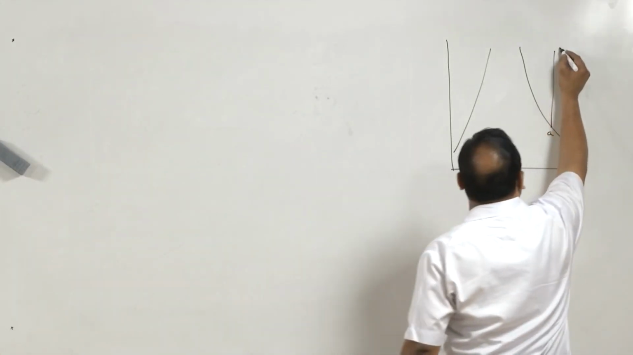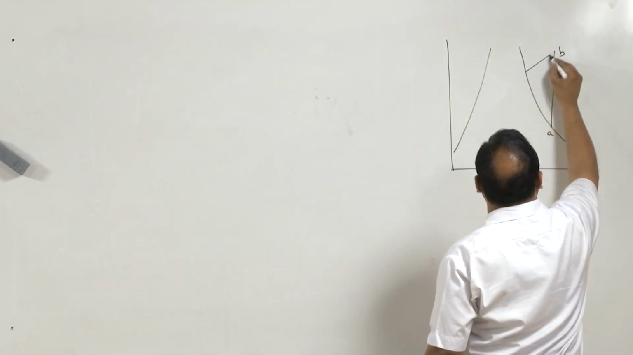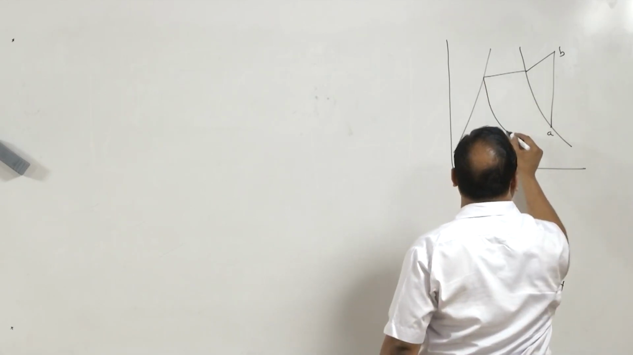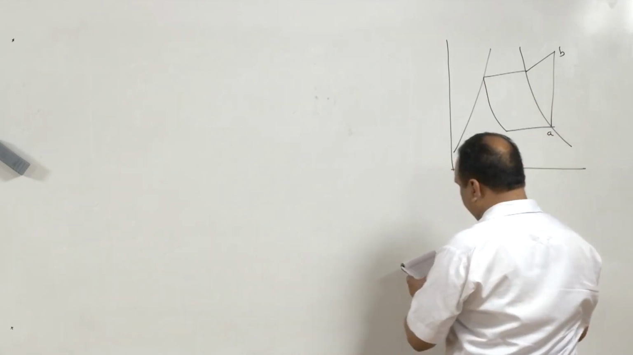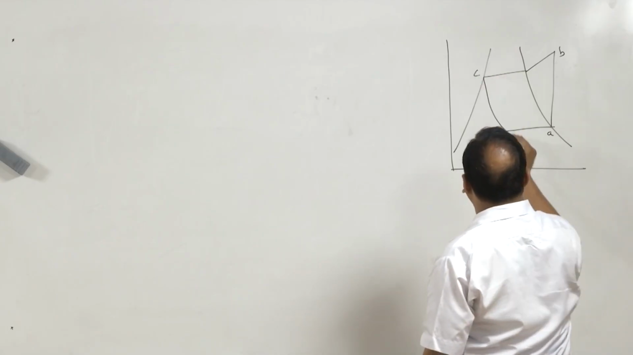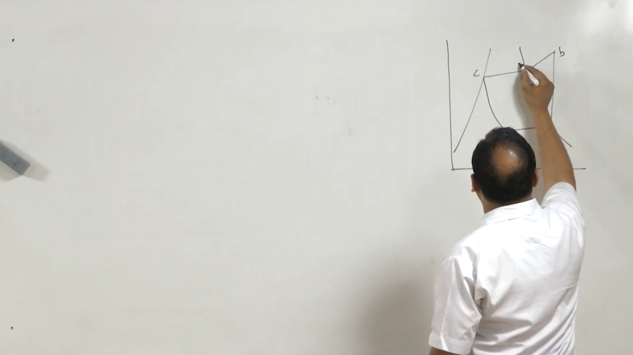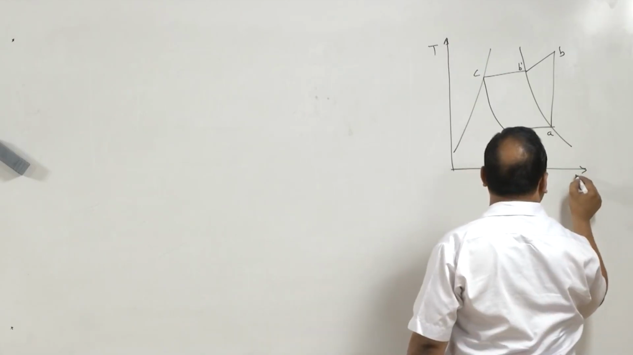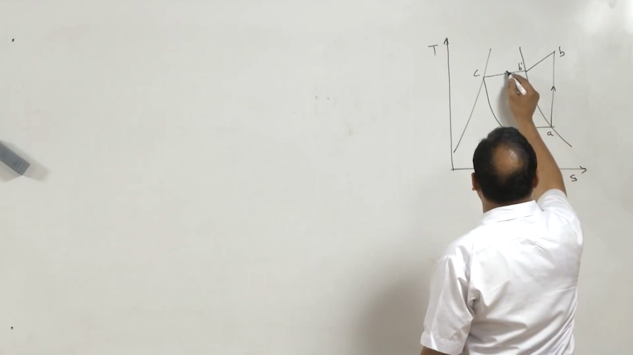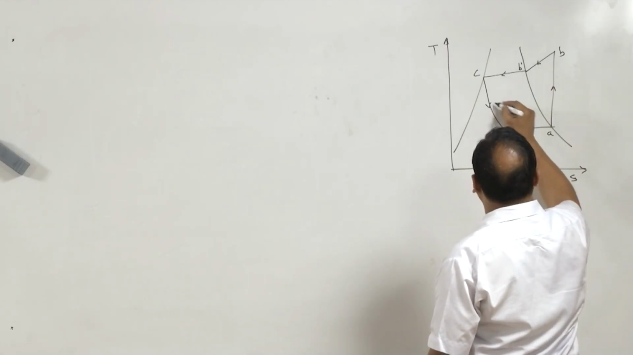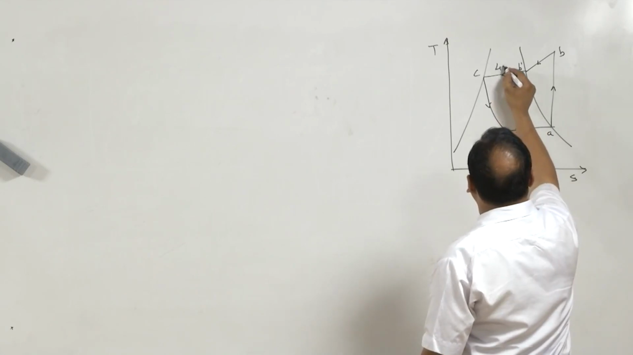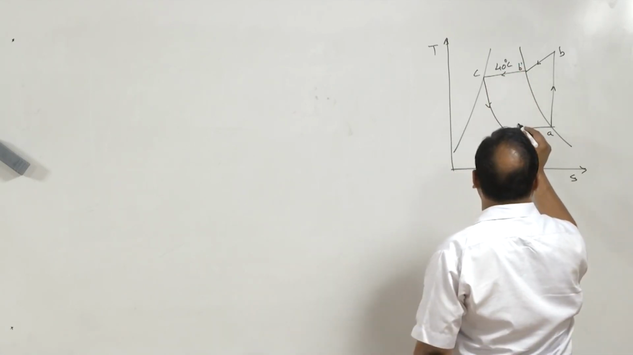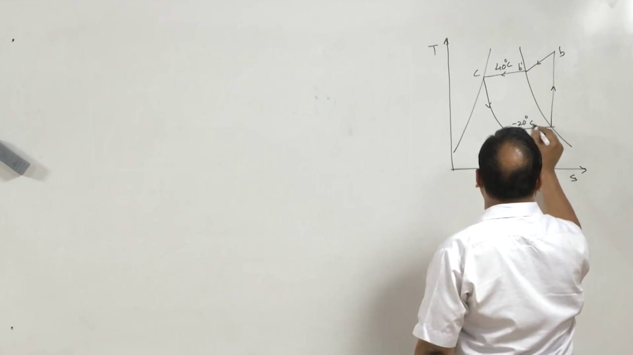Then state B, desuperheating, condensation, and then expansion, and then we get C, D, B1, and this is temperature. Here it is entropy. The direction of process is like this. This temperature is 40 degree centigrade and this temperature is minus 20 degree centigrade.